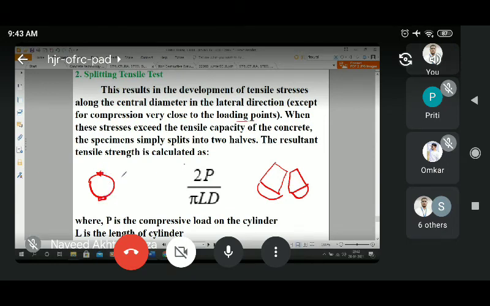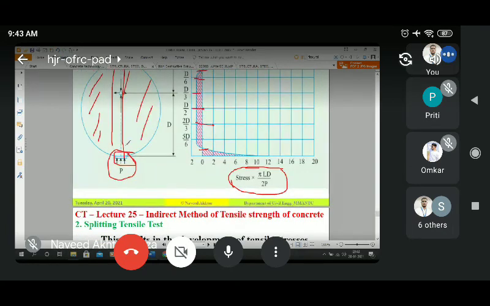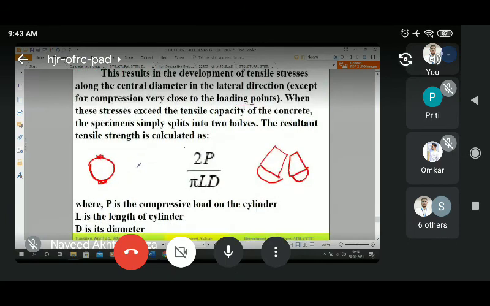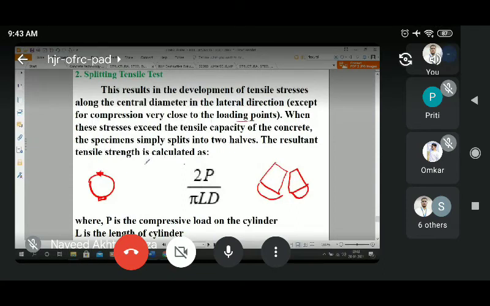But due to the Poisson effect or lateral effect, the whole specimen feels tension. That tension is applied indirectly, which is why these methods are called indirect methods of tensile test. When these stresses exceed the tensile capacity of your concrete, the specimen simply splits into two halves, as you can see here. The resultant tensile strength is calculated using the formula 2P upon pi L D, in Newton per mm square or megapascal. This formula is used to find the splitting tensile strength of your concrete.